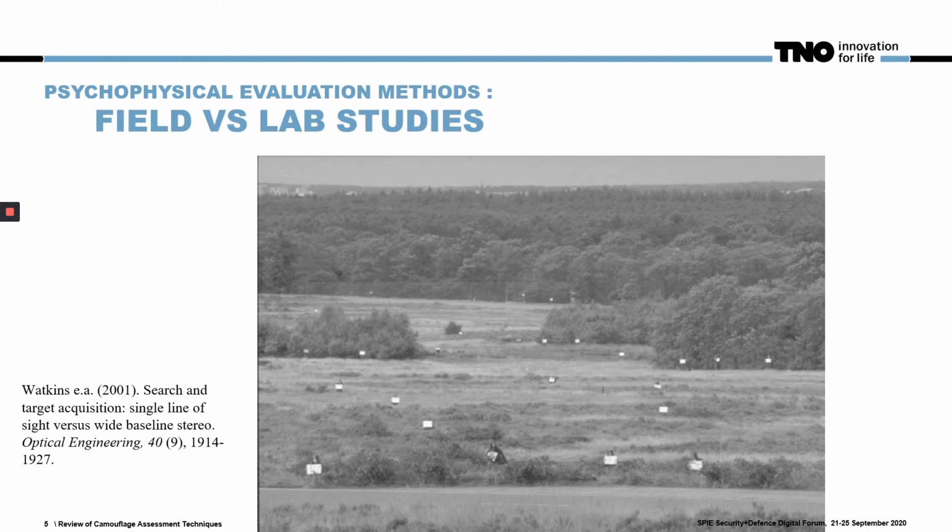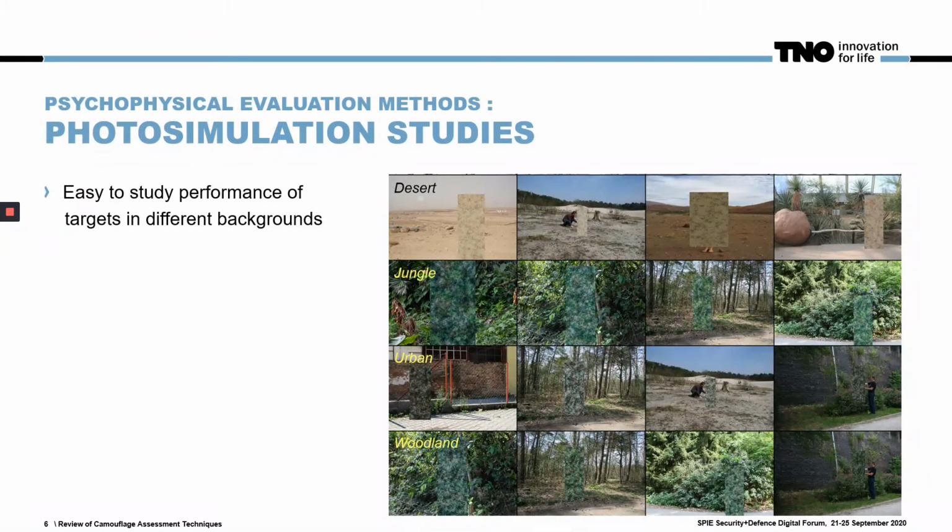This is a typical example of a scene used for camouflage evaluation in the lab. Camouflaged soldiers were registered consecutively at each of the marked locations in the field, and the resulting image set was used in a search and detection experiment. Photo simulation makes it easy to study camouflage performance in different backgrounds.